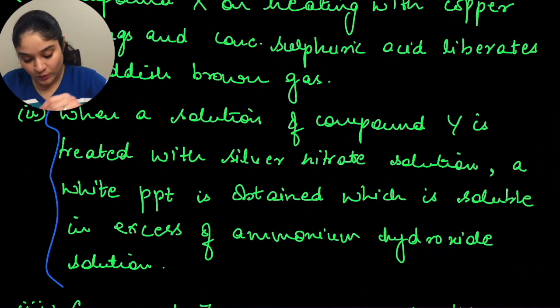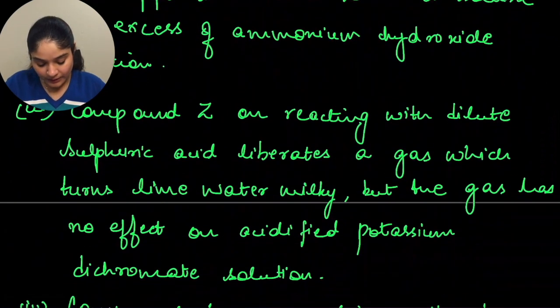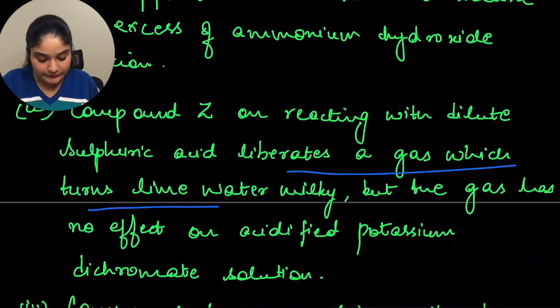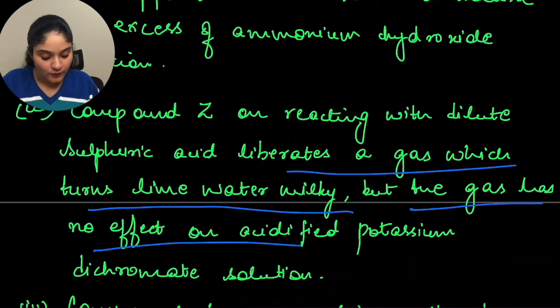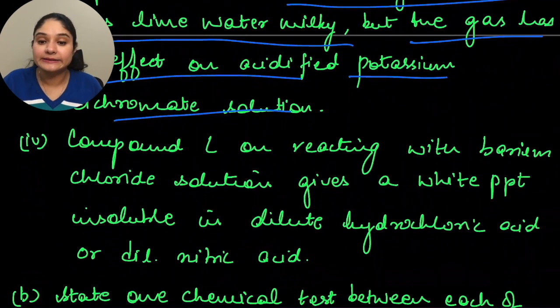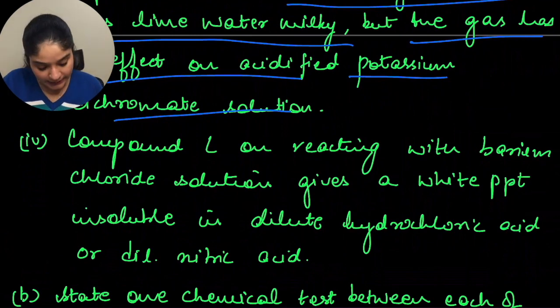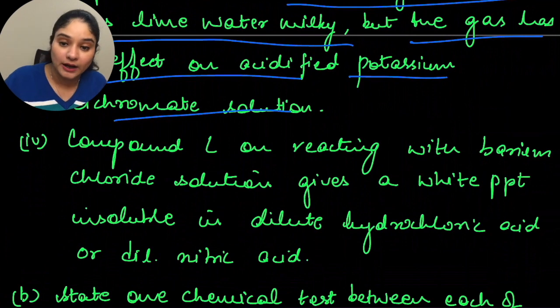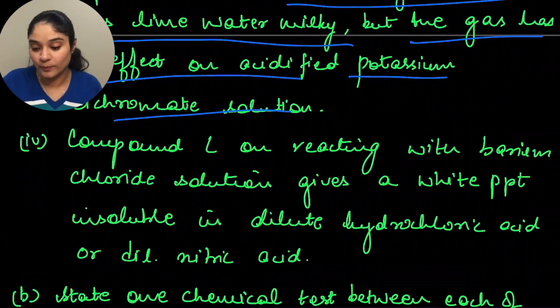Now the next is compound Z. Compound Z on reacting with dilute sulfuric acid liberates a gas which turns lime water milky, but the gas has no effect on acidified potassium dichromate solution. That would be carbonate. Your compound would be carbonate. Now the next is compound L. A compound L on heating with barium chloride solution gives a white precipitate insoluble in dilute hydrochloric acid or dilute nitric acid. So that will be your sulfate ion, SO4 2 minus.